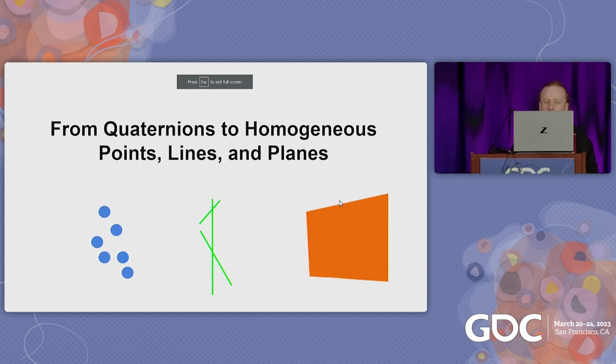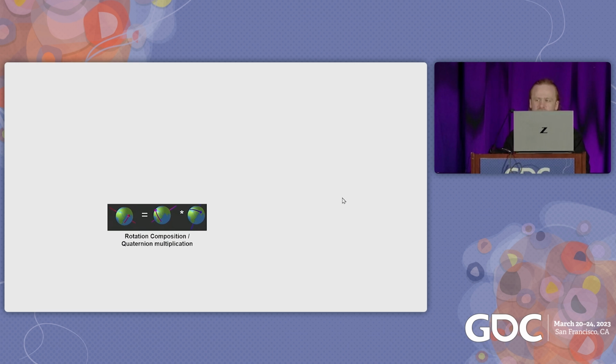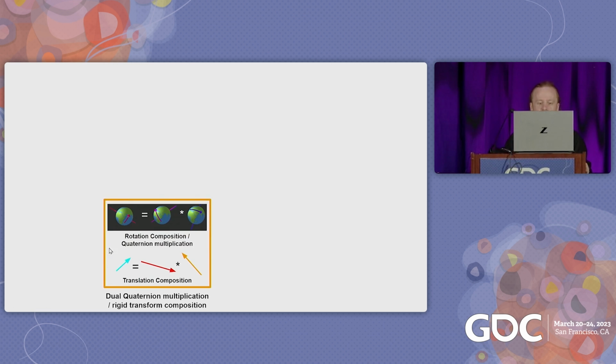So this talk is from quaternions to homogeneous points, lines, and planes, such as the ones that we have down here. In the previous talk, which I'm afraid to say is a little bit of a prerequisite for this talk, we were talking a lot about quaternions, so rotation composition, which we implement using quaternion multiplication, and we unified that, in a sense, with translation composition. We unified it into a thing that we call dual quaternion multiplication.